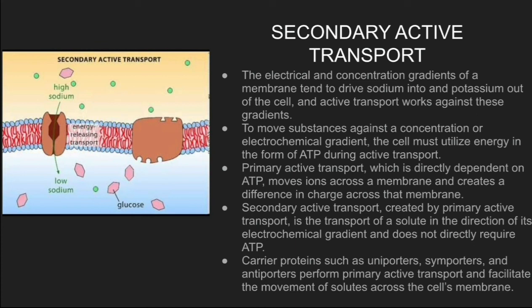So, primary active transport, which is directly dependent on ATP, moves ions across the membrane and creates a difference in the charge across that membrane. But secondary active transport is created by primary active transport and is the transport of solute in the direction of its electrochemical gradient, and does not directly require ATP. So secondary active transport requires the electrochemical gradient and not the energy as such. And carrier proteins such as uniports, symports, and antiporters facilitate the movement of solutes across the cell membrane.